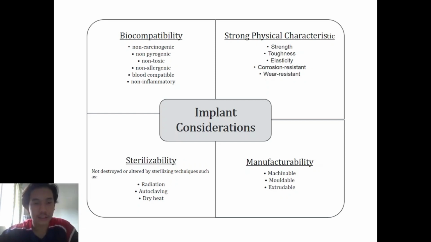Next is sterilizability, which means that the material can be sterilized, through radiation, dry heat, and also autoclaving. And the last one is manufacturability, which means it can be produced by machine, so that it will produce a lot more.